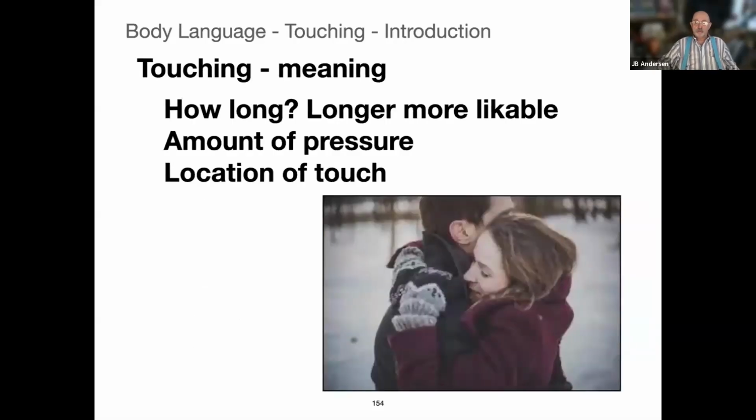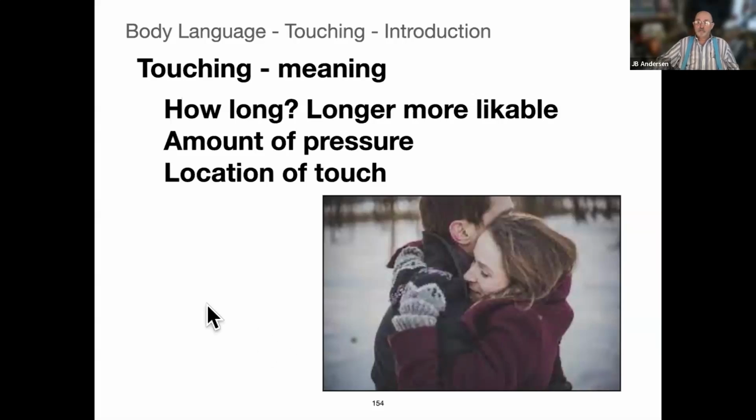How long do you touch? That means quite a bit. You walk up to somebody and hug them and it lasts 2 seconds. That's not likability. Doesn't mean they don't like you, but it's not a romantic touch. The longer you are held, the more the person likes you. How long? Longer's more likable. The amount of pressure that's felt and the location of the touch.